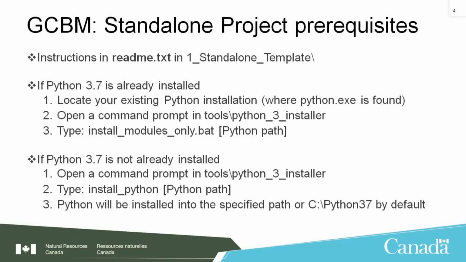If Python 3.7 isn't already installed, the user must open a command prompt in tools/python_3_installer and type install_python, followed by the Python path in square brackets. Python will then be installed into either the folder specified in the path or into a directory called Python37 on the C drive by default.